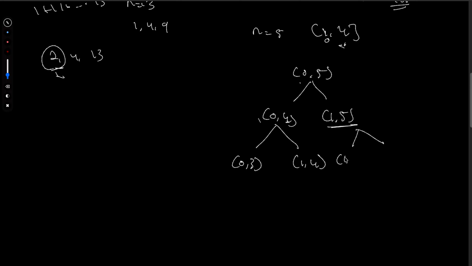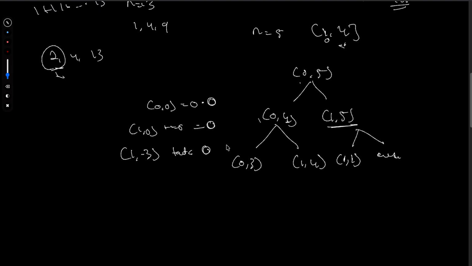If we take at index 1, we subtract 4 from 5, so it becomes 1, and the next index is out of range, so it is invalid. Now the leaf nodes: index 0 with target 0 is valid, so we return 0. Index 1 with target 0 is also valid, so we return 0. Index 1 with target negative 3 is less than 0, so it is invalid and we return a large number.